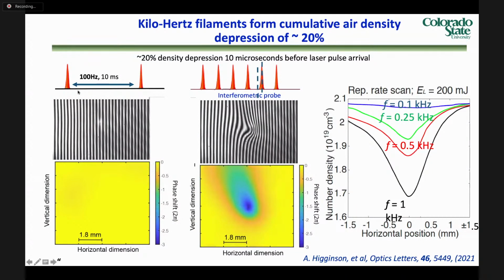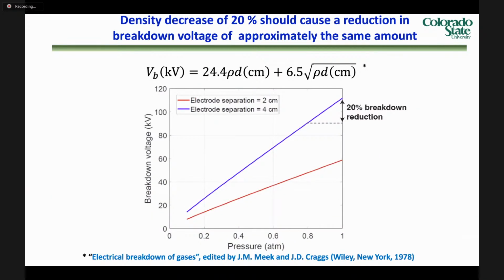So going back to what I was saying before, if you do this at 100 hertz repetition rate, prior to the arrival of the laser pulse, pretty much the medium is already recovered. At the kilohertz, you are dealing with a density depression, which is caused by the accumulation of the preceding laser pulses, which, as I said, causes, in our case, for the use of 200 millijoule pulses, a density depression around 20%.